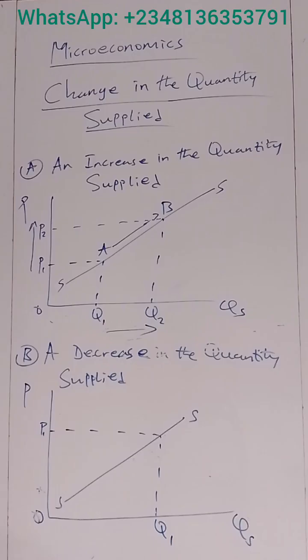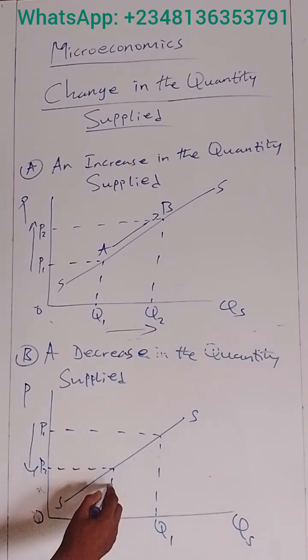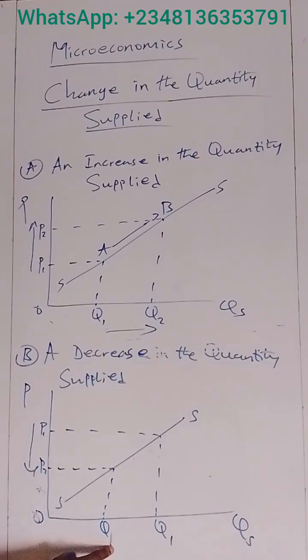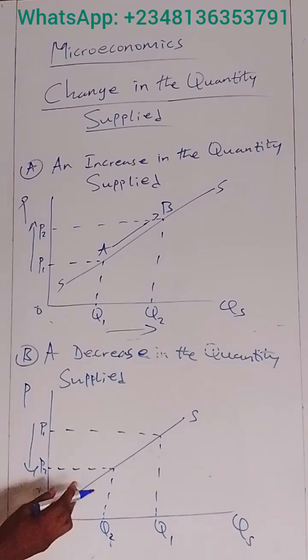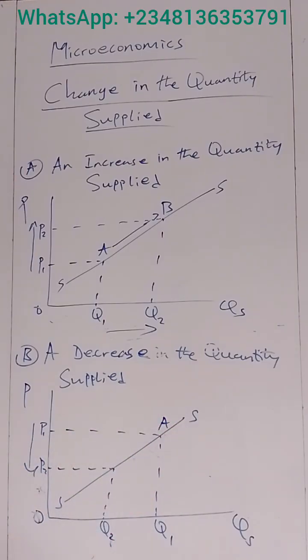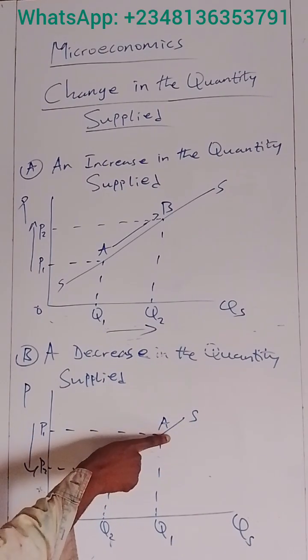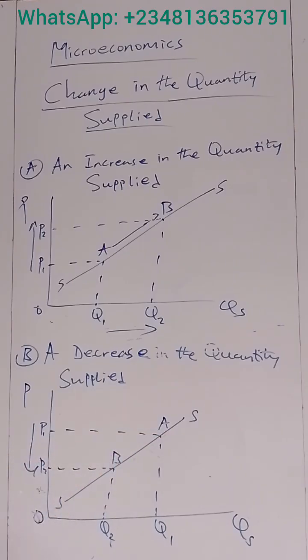I call it Q1. Now, let's say there's a decrease in the price of the commodity, let's say from P1 to P2. We can also trace the corresponding quantity, we call it Q2. You can see this is the initial point A, we can call this one B. You can see when there's a decrease in the price from P1 to P2, there's a movement along the same curve.